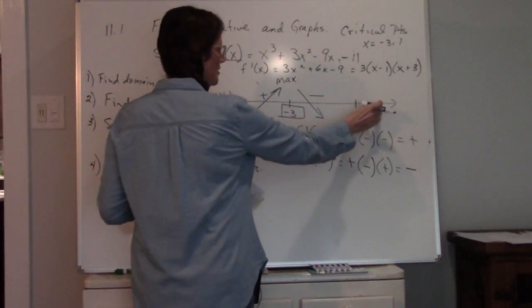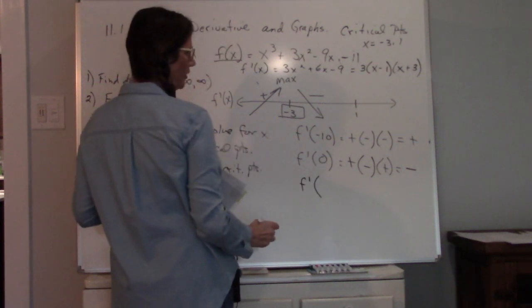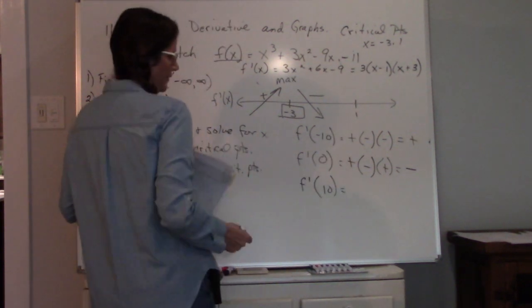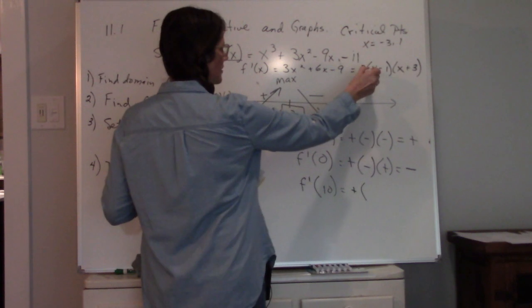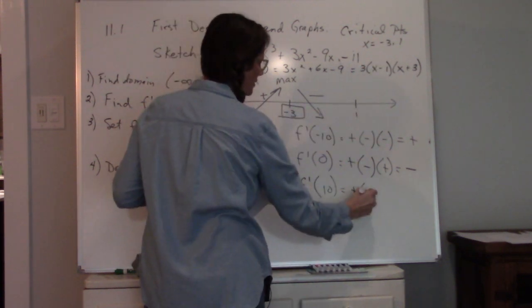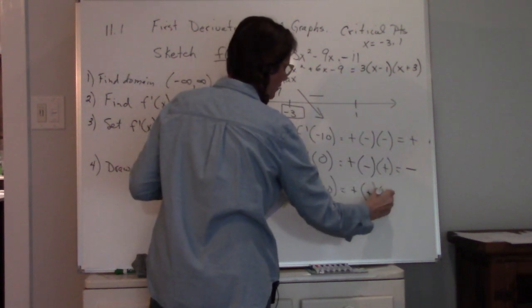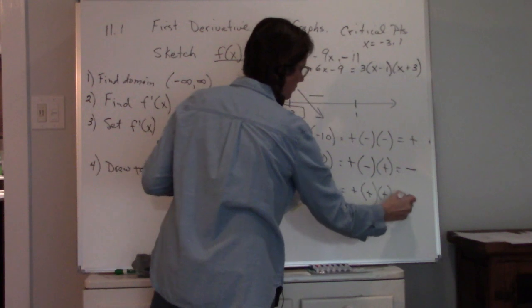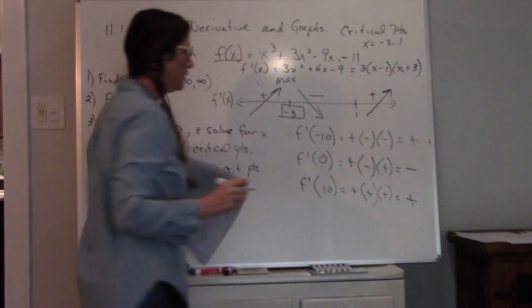Now I'm going to test this interval. Again, I'm using my derivative. I can plug in anything I want. I'm going to use 10 because I like 10. 3 is positive again. When I plug 10 in here, 10 minus 1 is a positive. When I plug 10 in here, 10 plus 3 is a positive. Positive times positive times positive means the whole thing is positive. So it is going to be increasing.